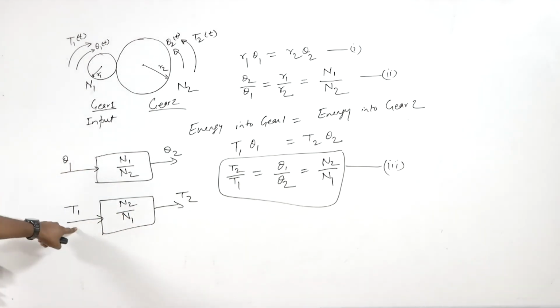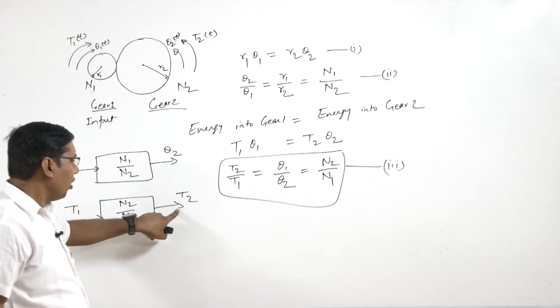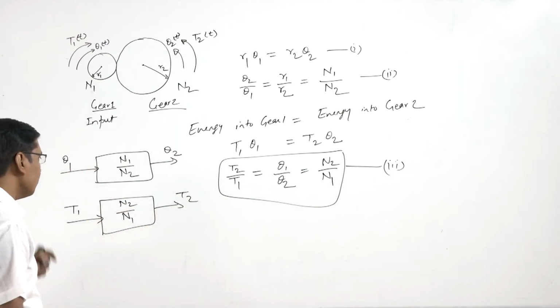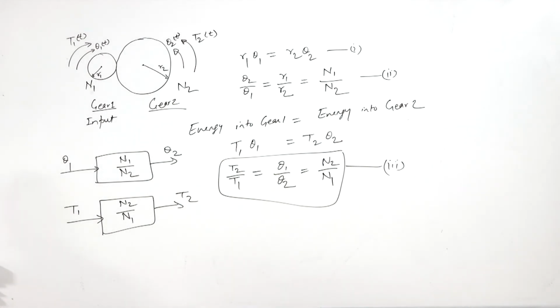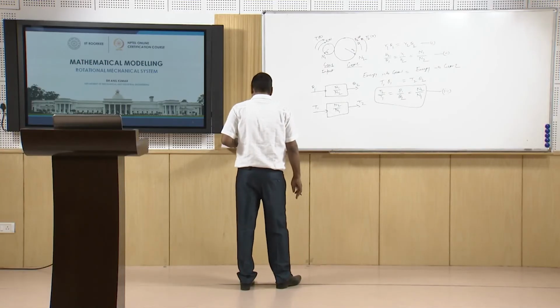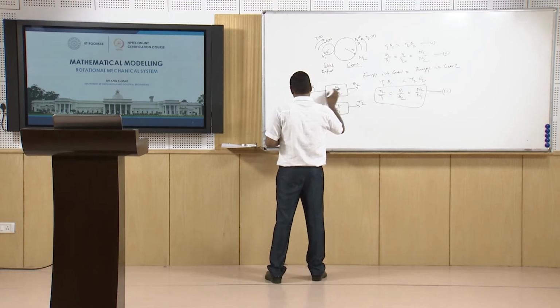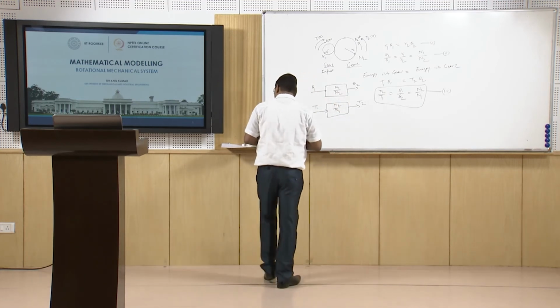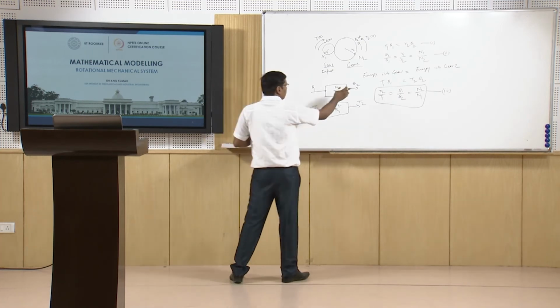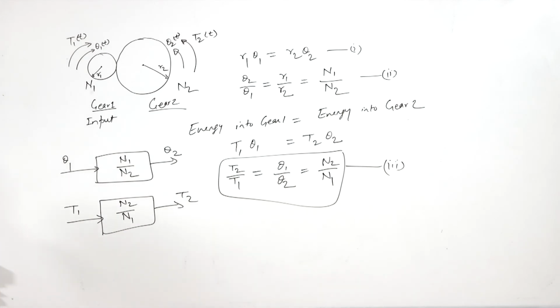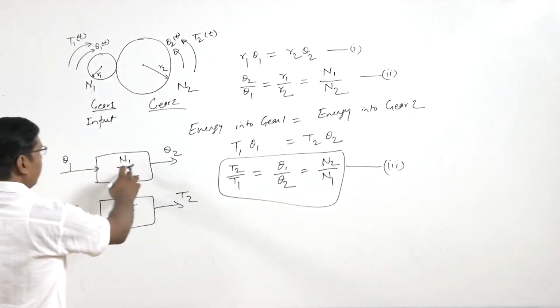So we can represent it like this. Input torque T1 and output torque T2, and this is the transfer function, that is N2 by N1. Here is theta 2 and theta 1. So output angular displacement theta 2, and this is theta 1. So see, theta 2 by theta 1 is N1 by N2.